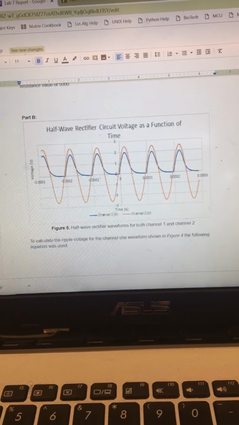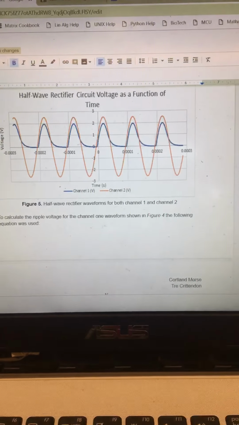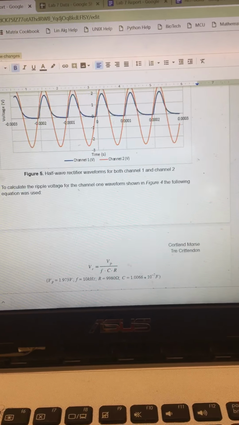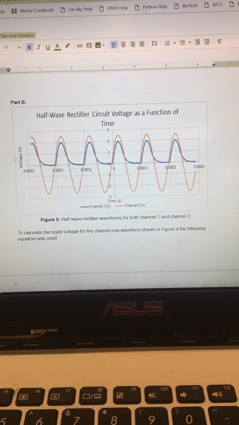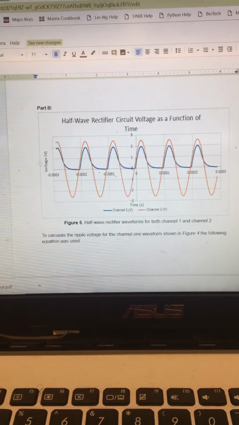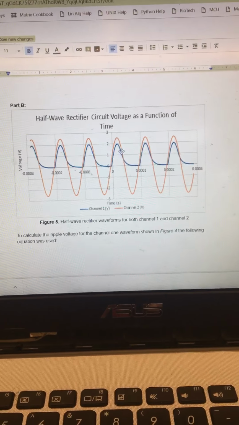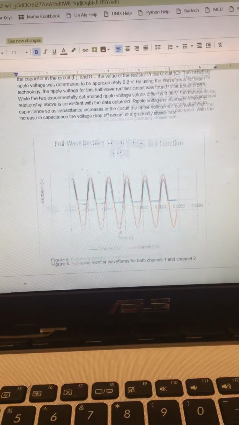Then if we move on to part B, we see how the half-wave rectifier varies depending on whether or not there is a capacitor in the circuit. Pretty much what the half-wave rectifier does is make sure that half of the input signal is not accounted for in the circuit, and that's pretty much what we see here. We see a slower drop off in the current when there is a capacitor, and then without, it drops off faster.